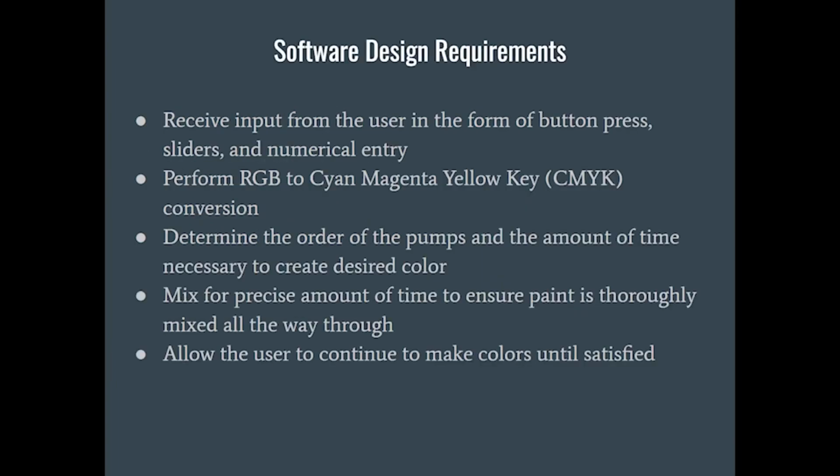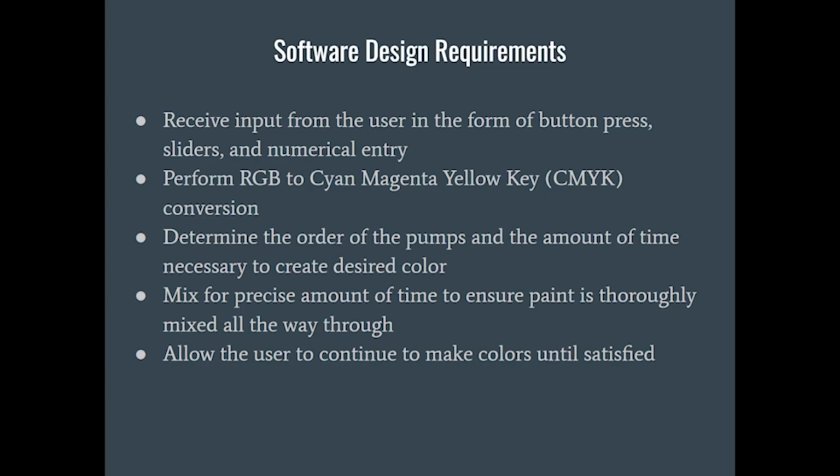Talking about software, these are some design requirements we came up with for what we wanted our software to accomplish. First is being able to receive input from the user, whether that's a button press, sliders, or numerical entry. We just wanted the user to have the power in this device. Next is to perform the color conversion from RGB to CMYK, or vice versa, whatever we needed to do to make the colors needed.